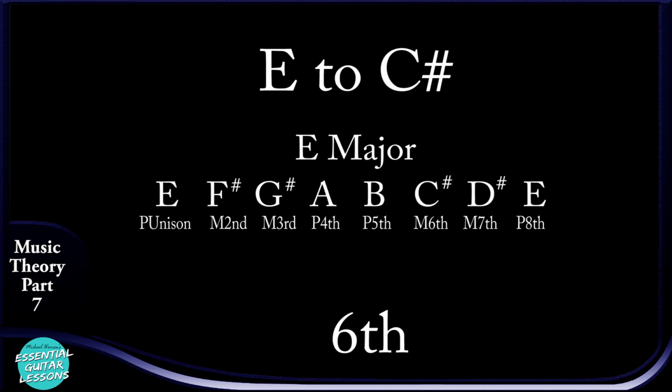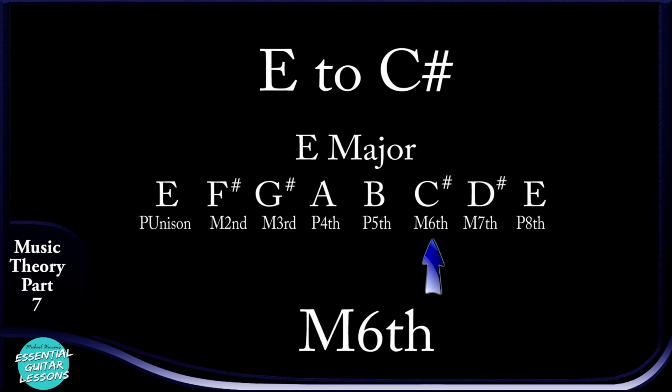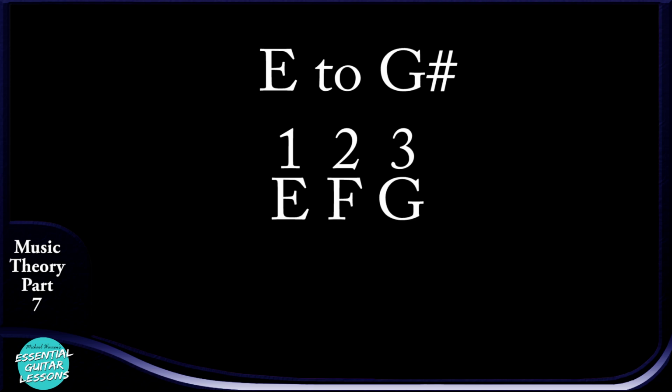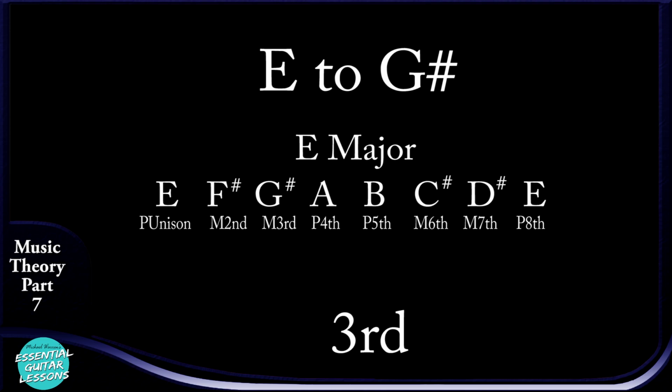So we bring up our E major scale this time because E is our starting note. And if we look at our E major scale, we already have E to C sharp, and that's a major sixth. So E to C sharp is a major sixth. Let's do E to G sharp. So again, I just count again, E, F, G. So it's going to be a third. Again, bring up your E major scale because that's our starting note. And we already know G sharp, that's the major third. So E to G sharp is the major third.